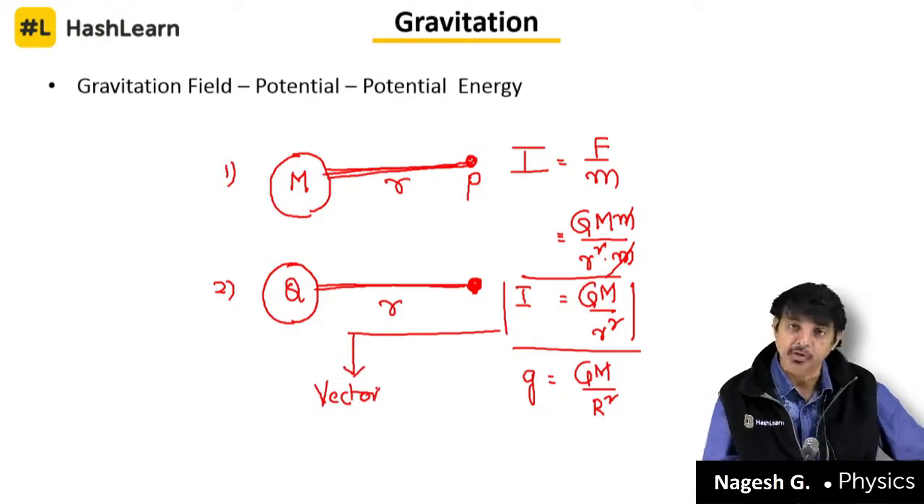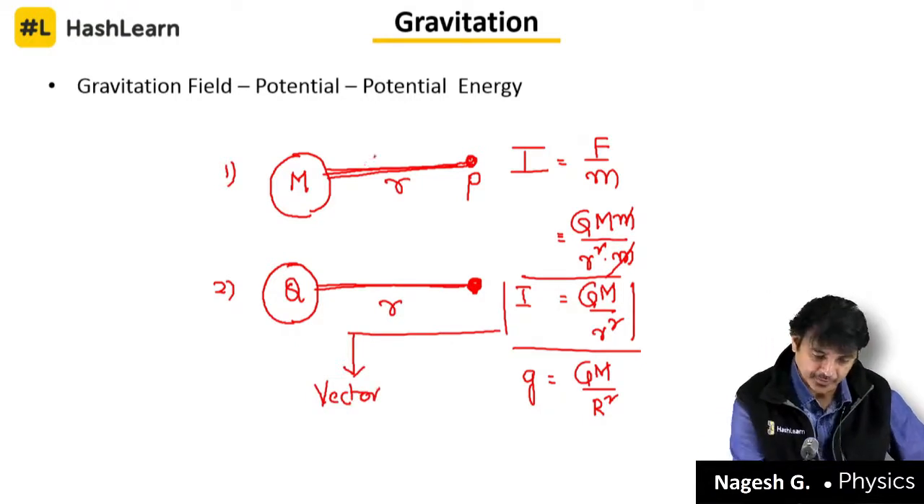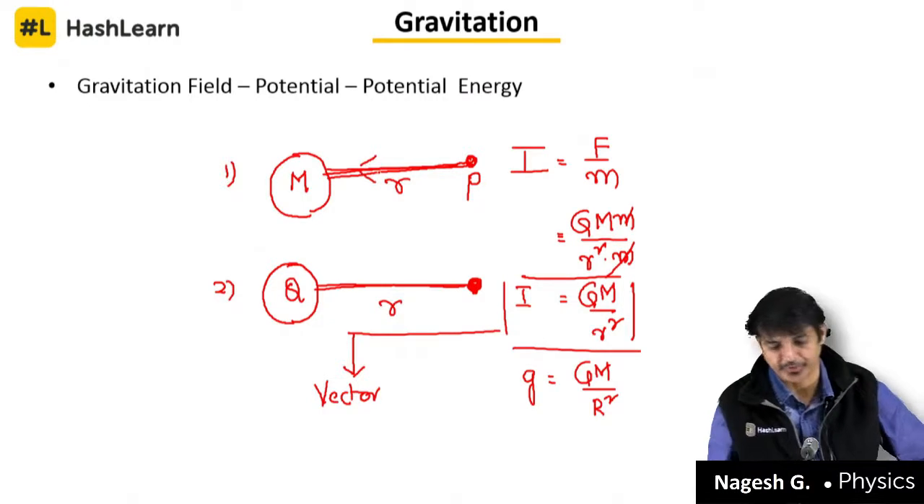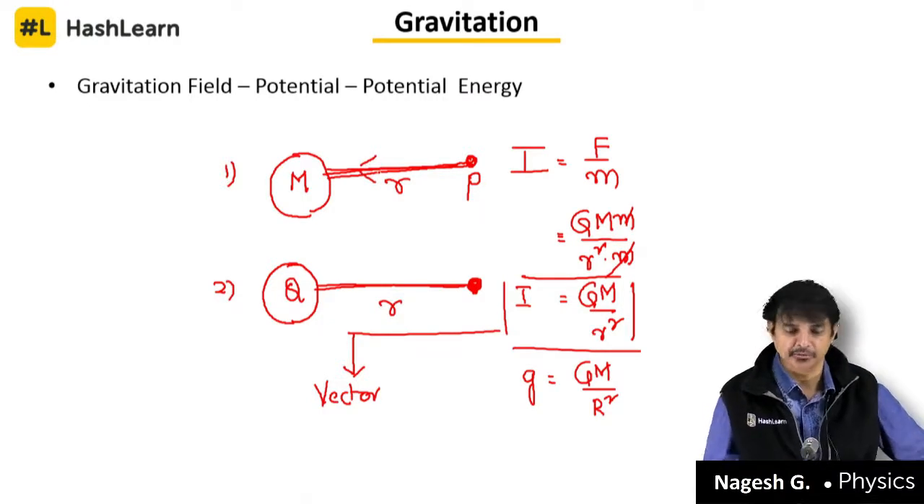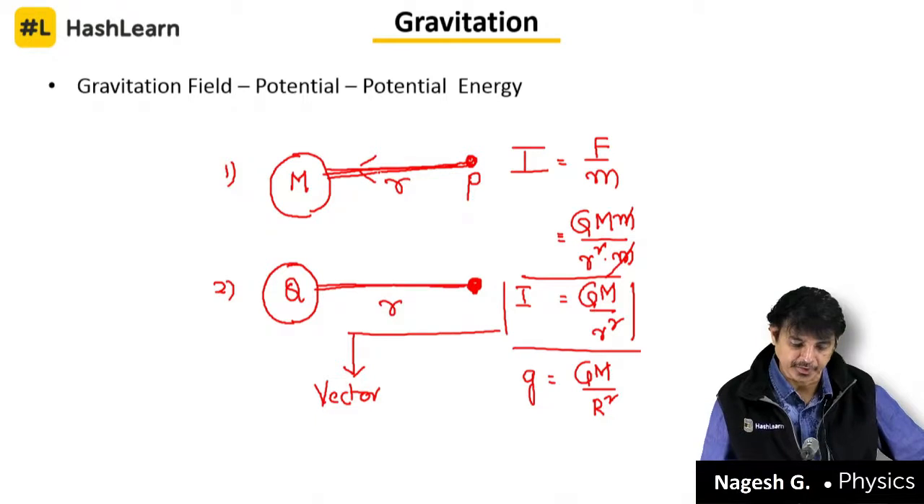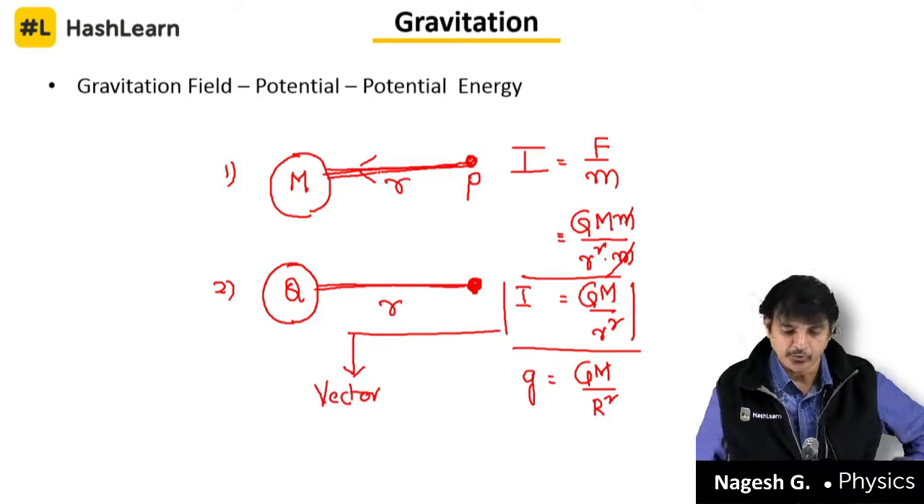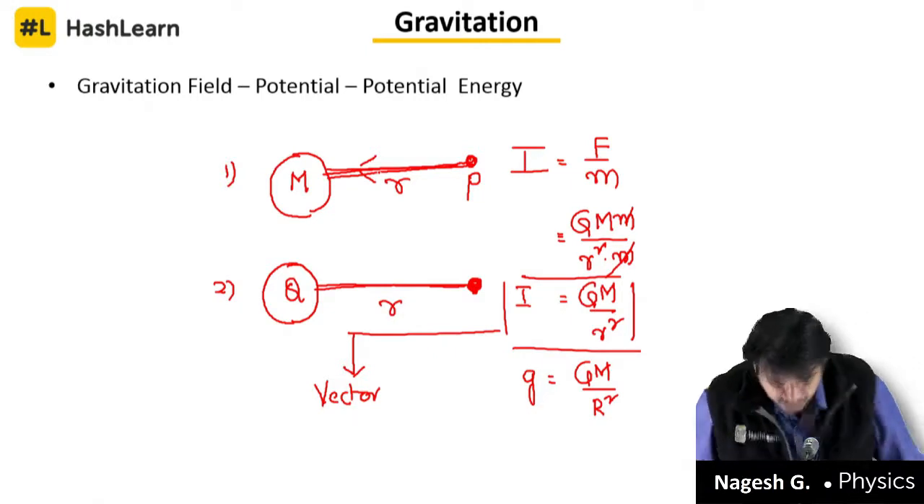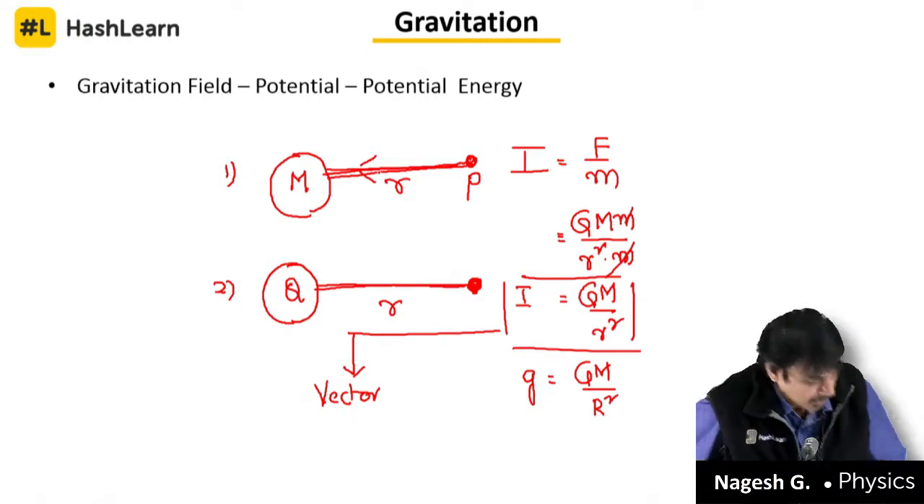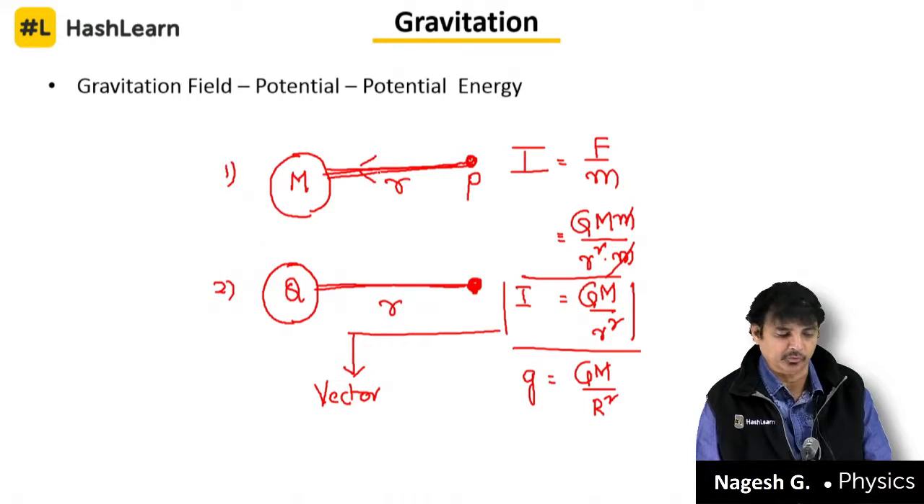And when it is a vector, how is the direction? The direction is towards the central body. The direction of the intensity of the gravitational field is towards the central body. So I is equal to GM by small r square.